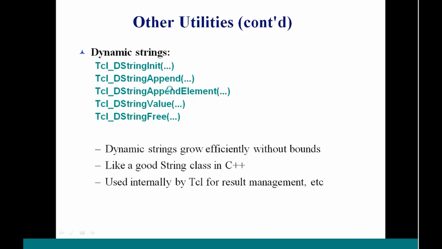Now we come to dynamic strings. Essentially, these are strings that can be handled dynamically. So Tcl_DStringInit. We also have DStringAppend, DStringAppendElement, DStringValue, and then DStringFree. Dynamic strings actually grow efficiently without bounds. This is like a good string class in C++ and is used internally by Tcl for result management, etc.